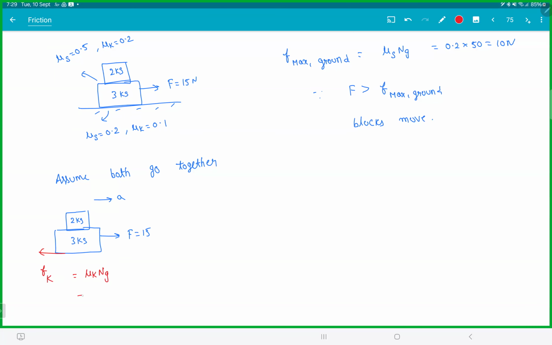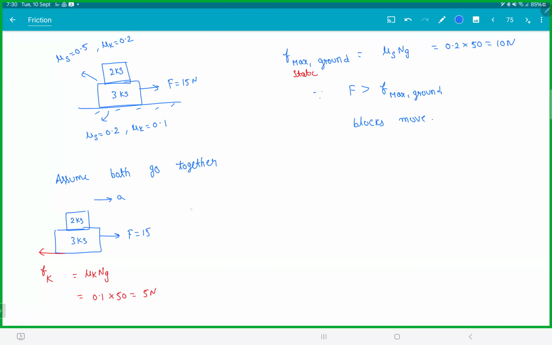I'll write Fk. The mu k is 0.1 and N on the ground is 50. It is 5. So did you observe one thing? F maximum was static. If you want to move, you have to give more than static. But if you move, friction suddenly drops to kinetic. Is that clear?